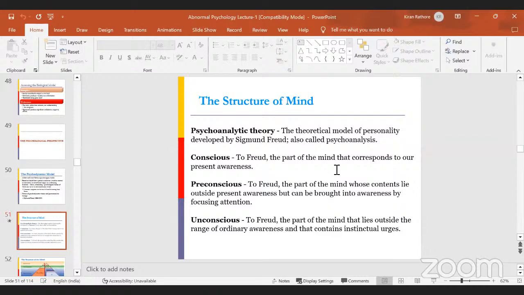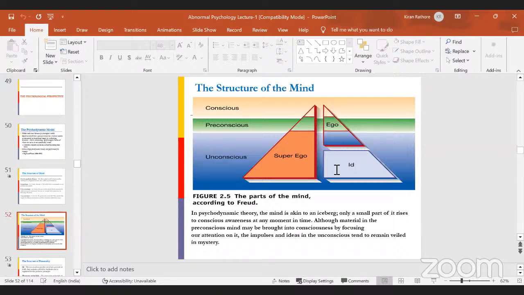This is a mind which consists of our drives, our urges, our desires. So this is what it is. The mind is like an iceberg. In an ocean, if there is an iceberg which is floating, the upper part of the iceberg which we can see, that small bit, is what we call conscious. And the largest part of the iceberg which is submerged consists of our preconscious and unconscious.